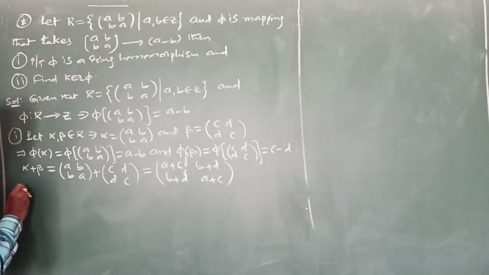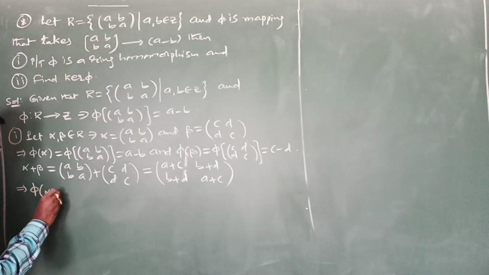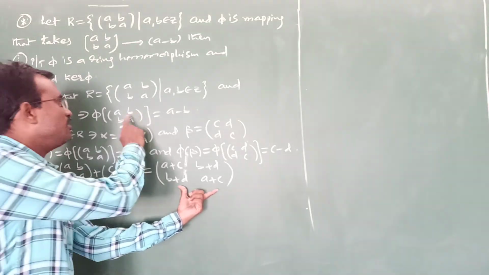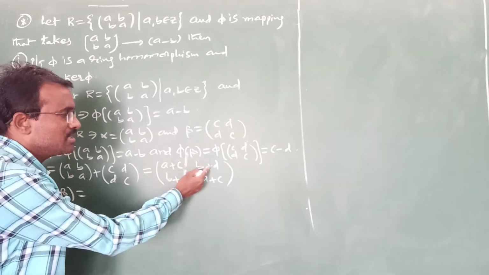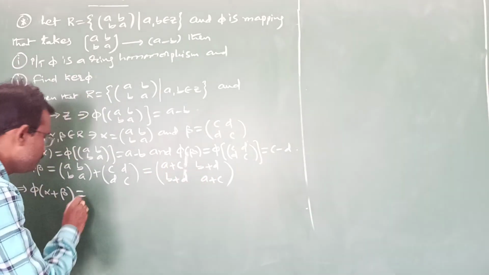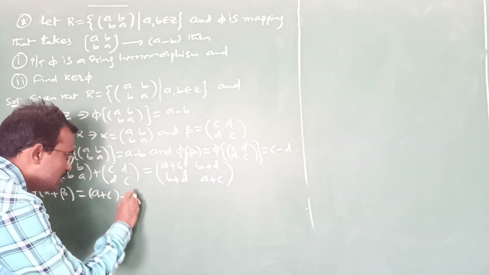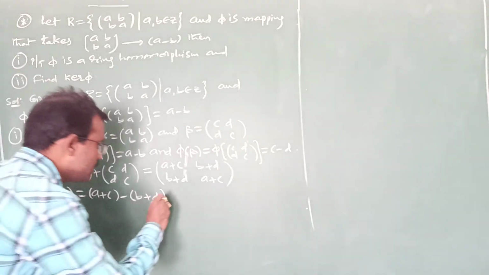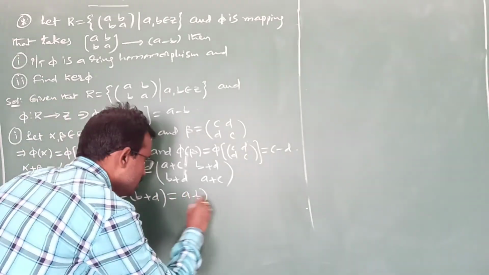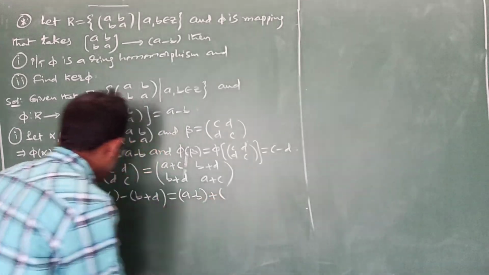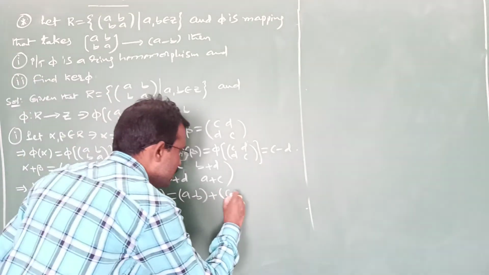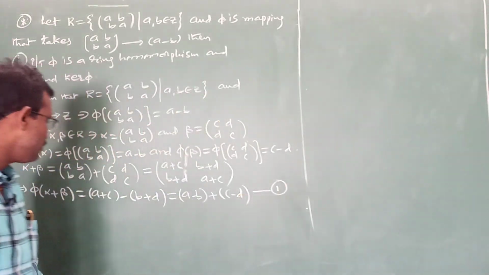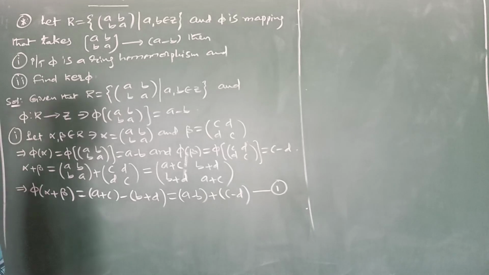Now let us go for phi of alpha plus beta. Phi of alpha plus beta means phi of this result. According to the definition, phi of this is the first row subtraction: A plus C minus B plus D. Again, this we can write as A minus B plus C minus D. Let this be expression number 1. This is phi of alpha plus beta.